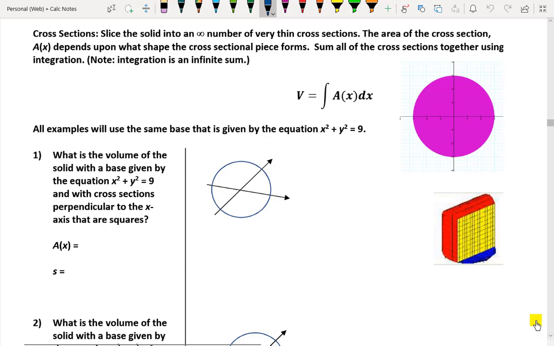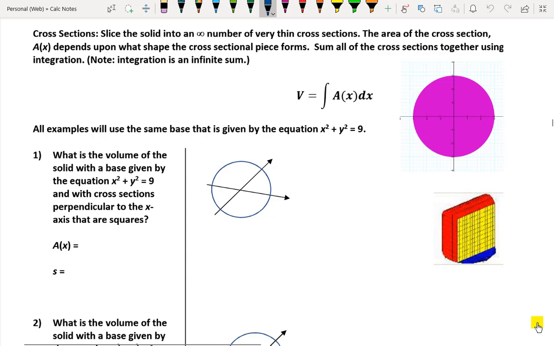So if you look at this first one here, it says all examples are using the same base, and our base is given by x squared plus y squared equals 9. That's an equation for a circle, and that's why we've got the circle down here. It asks what is the volume of the solid with a base given by this equation, x squared plus y squared equals 9, and with cross sections perpendicular to the x-axis that are squares.